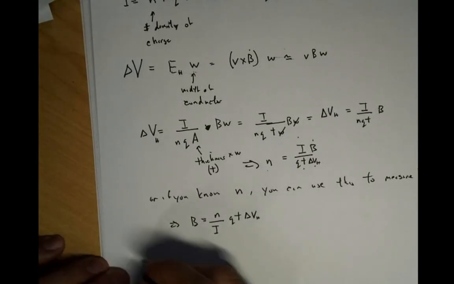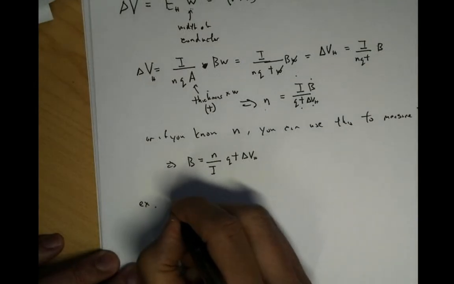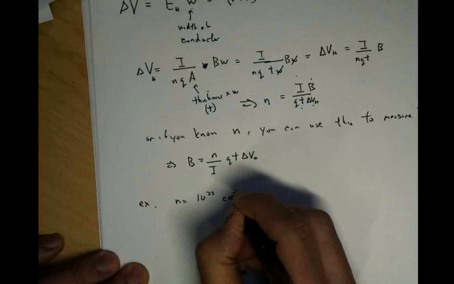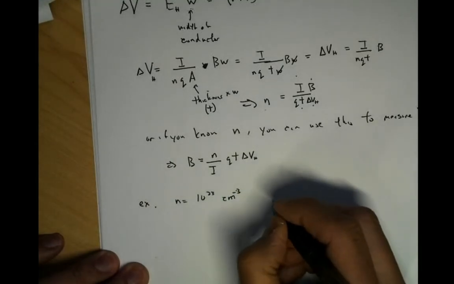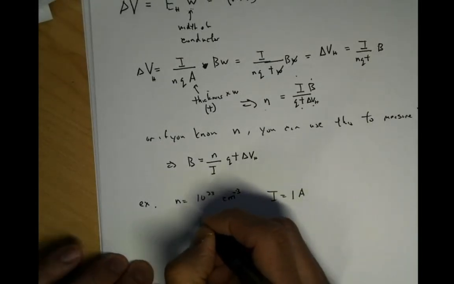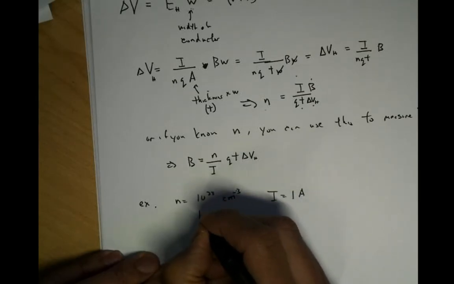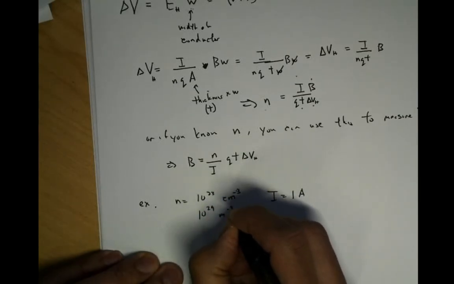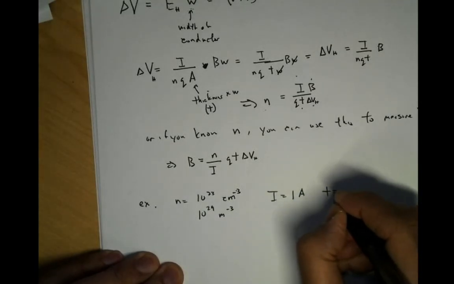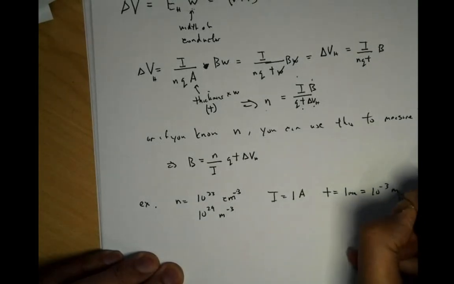Okay, so let's do an example of this. Suppose I tell you n is equal to 10 to the 23 per centimeter cubed. I'm going to give it just 1 amp. This corresponds to 10 to the 29 per meter cubed. I is 1 amp. And the thickness is 1 millimeter, which is 10 to the minus 3 meters, say.